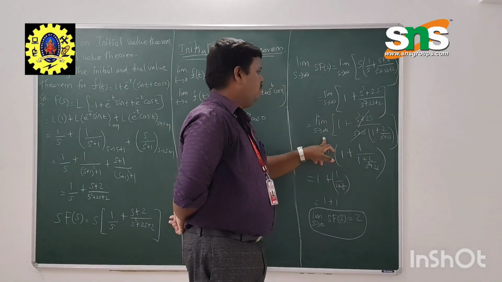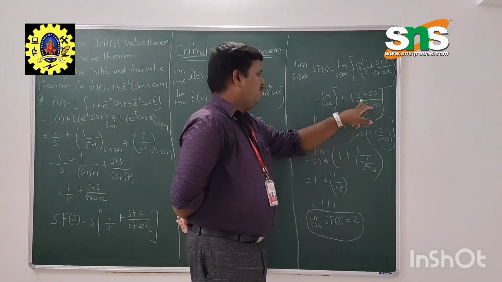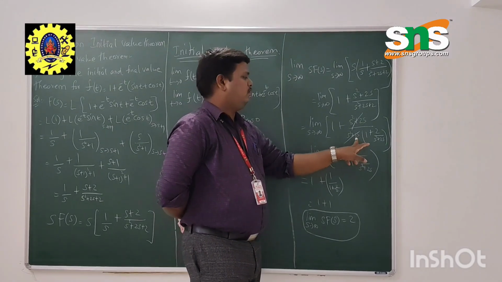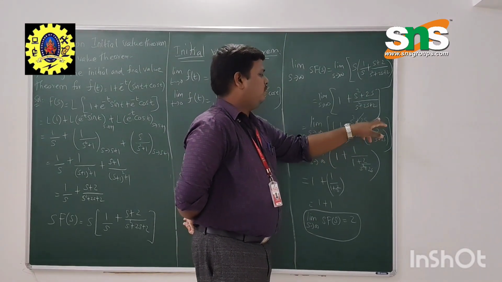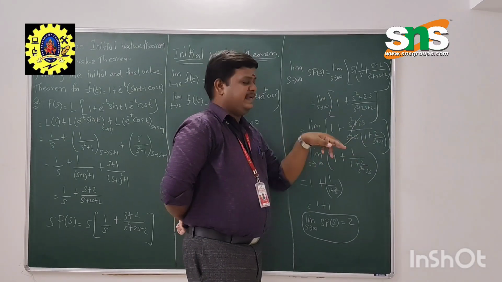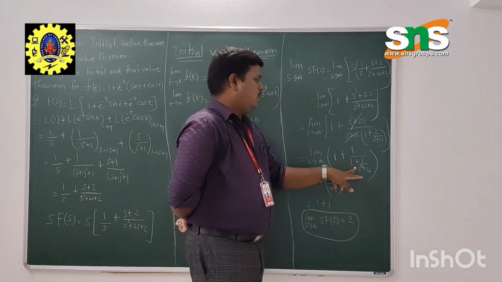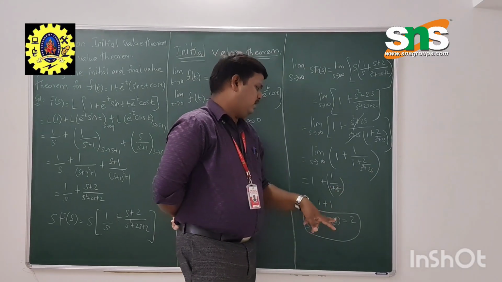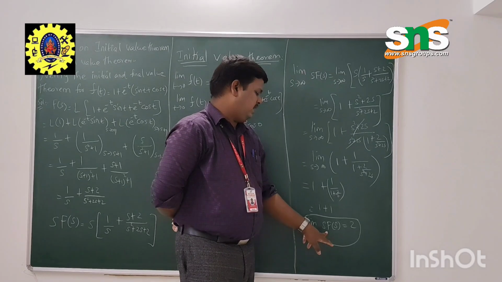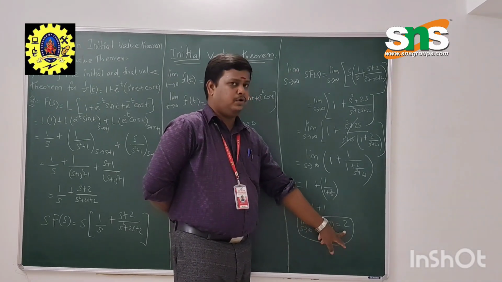So limit s tends to infinity, 1 plus (s square plus 2s) divided by (s square plus 2s plus 2). Taking s square plus 2s common, we get s square plus 2s into (1 plus 2 divided by s square plus 2s). The s square plus 2s terms cancel, we get 1 plus 1 by (1 plus 2 divided by s square plus 2s). Applying the limit we get 1 plus 1, so limit s tends to infinity, s into f of s is equal to 2.